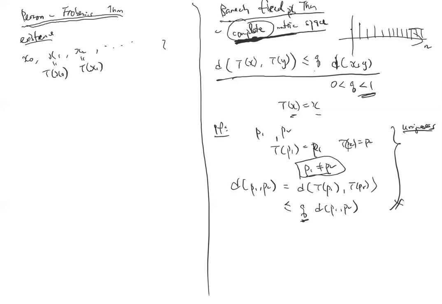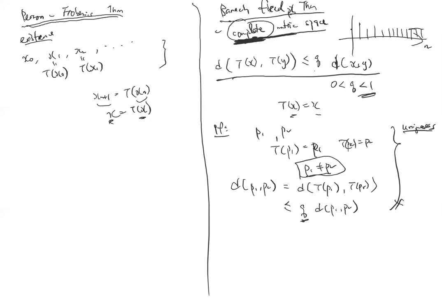Because the metric space itself is complete, it will converge to some point, and that is exactly the fixed point. So eventually I will have Txn equal to xn plus one, and this xn plus one is essentially the same. So I have x equal to Tx, and that's the fixed point. And this point is in the space because the space itself is complete.